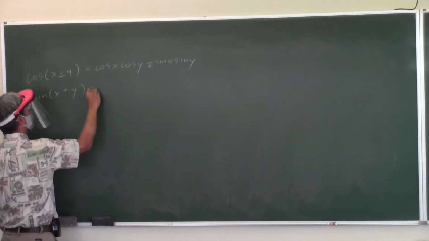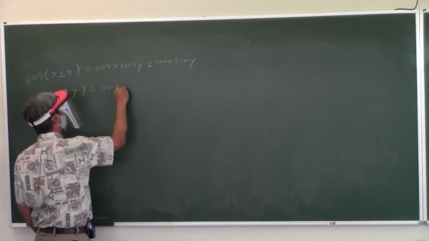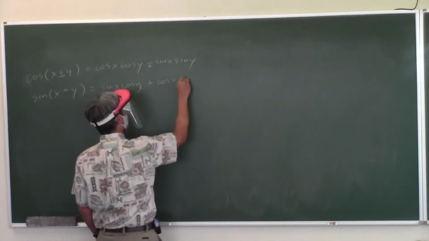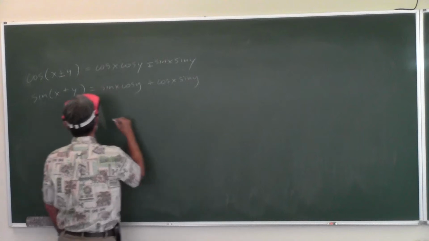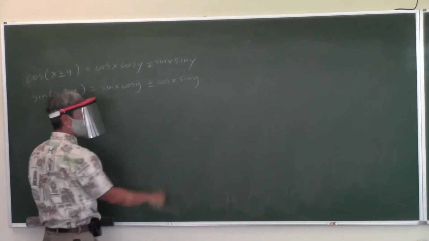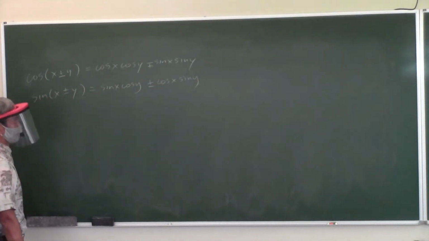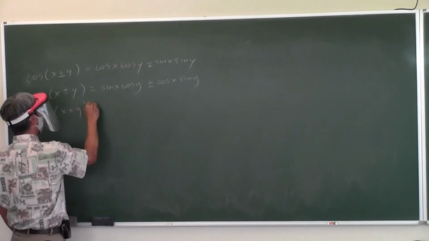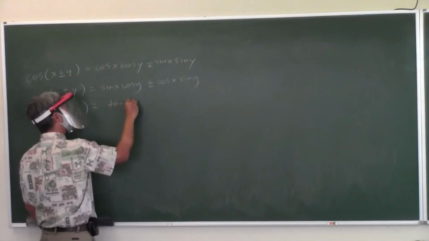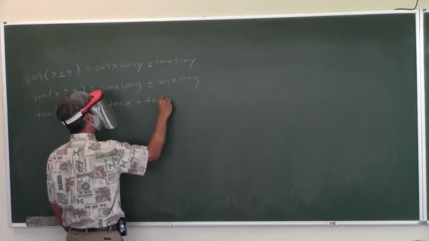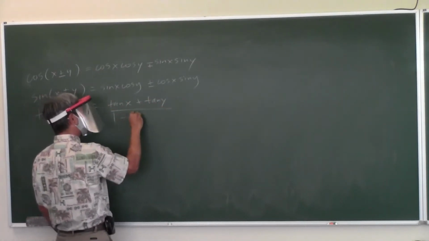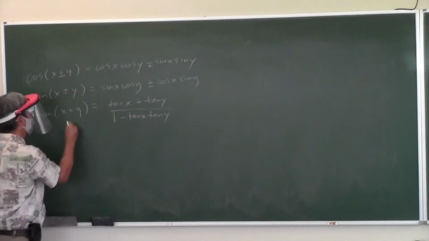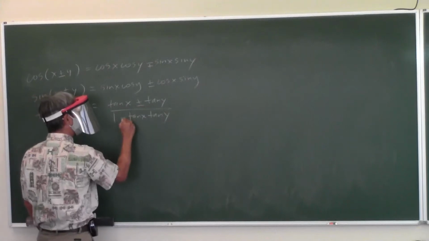Let's just do this. So we got sine of the first, cosine of the second, plus cosine of the first, sine of the second. And then if this is a minus, that's a minus. And then of course, tangent of x plus y: tangent of the first plus tangent of the second, all over 1 minus tangent of the first, tangent of the second. There you go. Oh, and of course, if this is a minus, that's a minus and that's a plus.